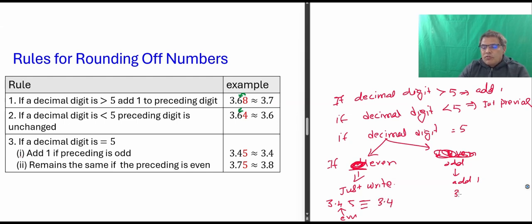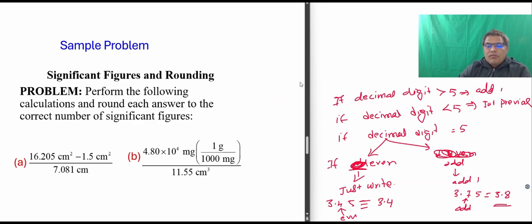And suppose that you have 3.75, see, 7 is what? Odd, so that's why you will write 3.8. Okay, this is the rounding off rule. Now let's go to the next sample problem.